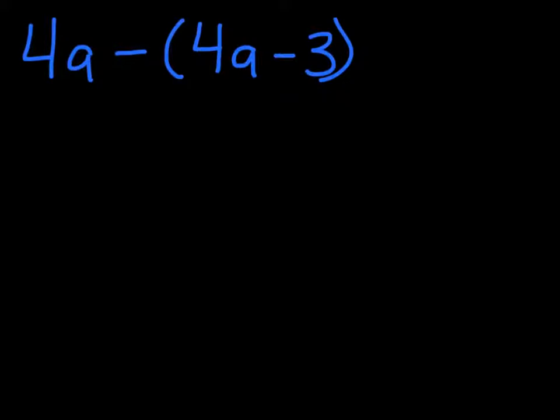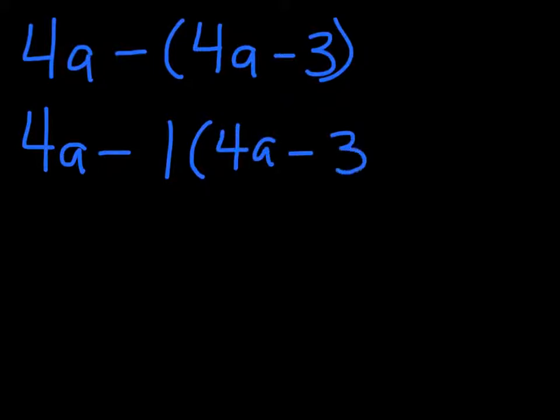One last problem to try together. 4a minus parentheses 4a minus 3. In this case, we're going to begin with the identity property, which you'll recall means that any number multiplied by 1 equals itself. So we'll rewrite this as 4a minus 1 times 4a minus 3. See where that comes from? There's actually an invisible 1 in front of here.